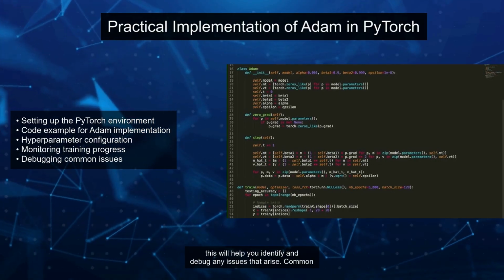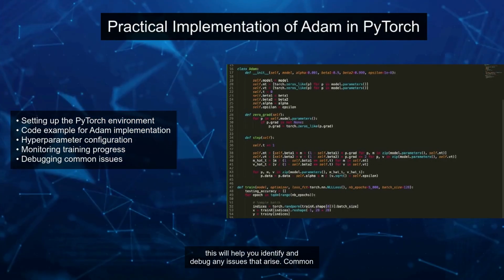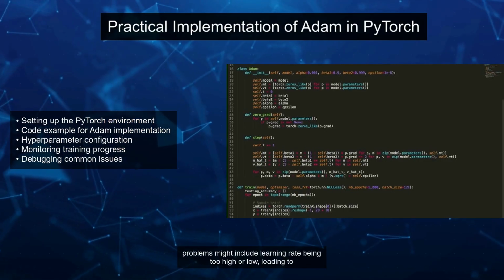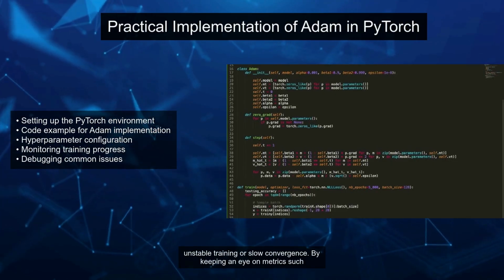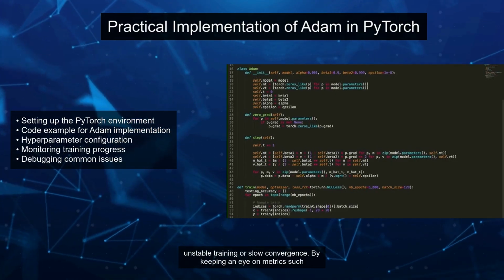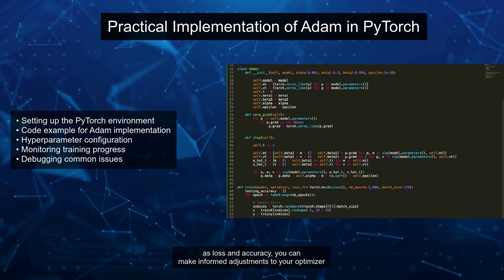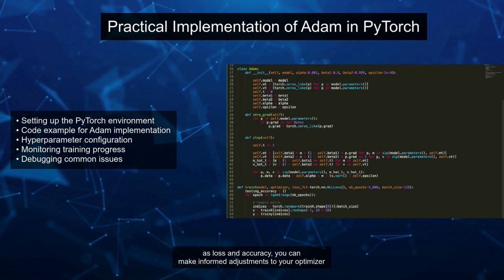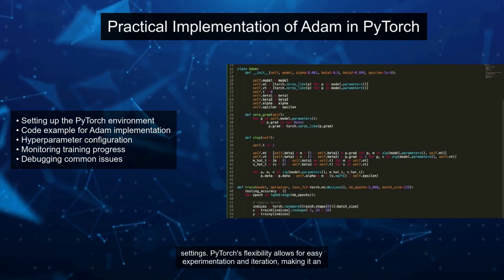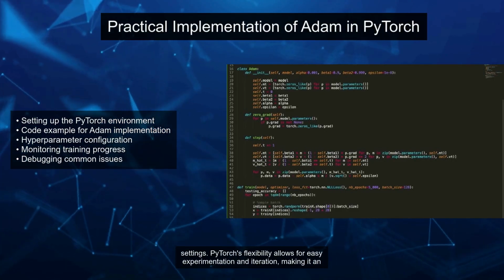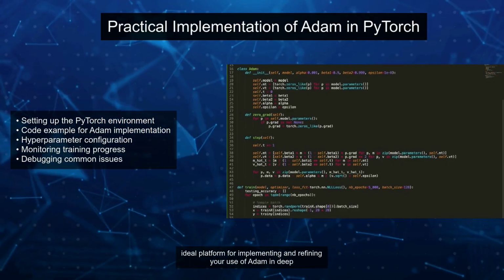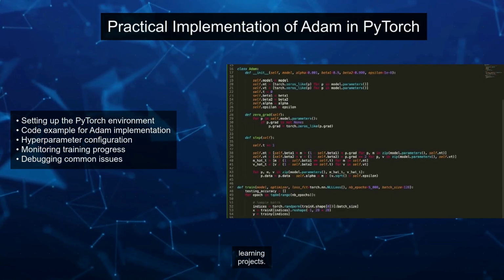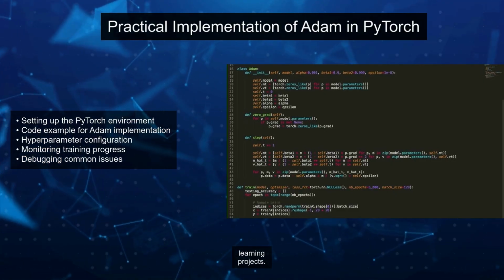It's important to monitor the training progress using tools like TensorBoard or custom logging, as this will help you identify and debug any issues that arise. Common problems might include the learning rate being too high or low, leading to unstable training or slow convergence. By keeping an eye on metrics such as loss and accuracy, you can make informed adjustments to your optimizer settings. PyTorch's flexibility allows for easy experimentation and iteration, making it an ideal platform for implementing and refining your use of Adam in deep learning projects.